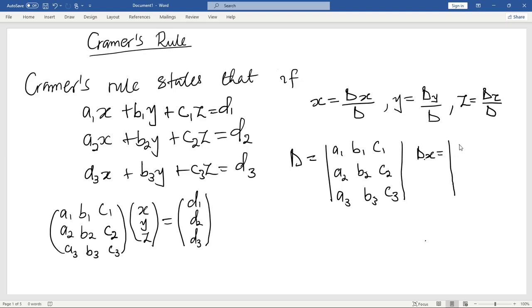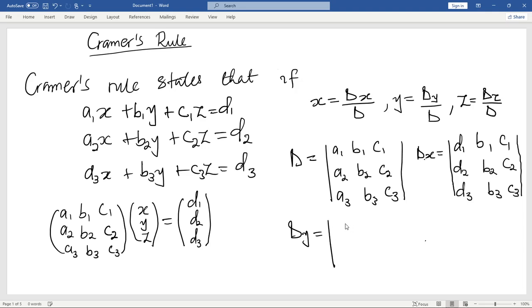So we're going to have d1, b1, c1, d2, b2, c2, d3, b3, and c3. So for dx, you just replace the coefficients of x with the constants after the equal sign. Then the same thing goes for dy.